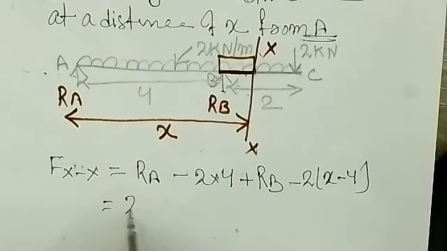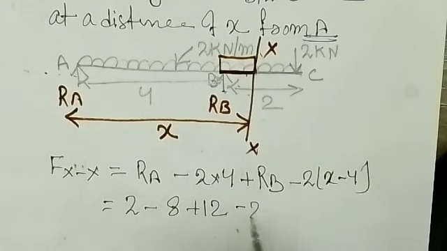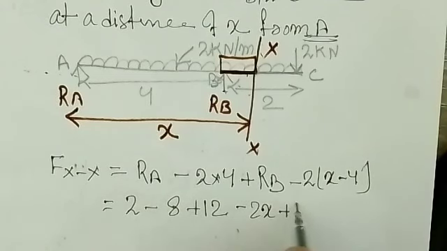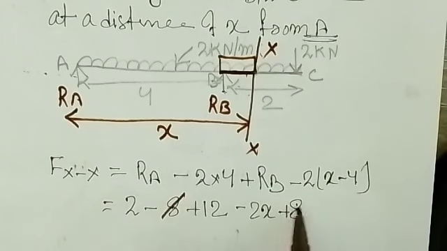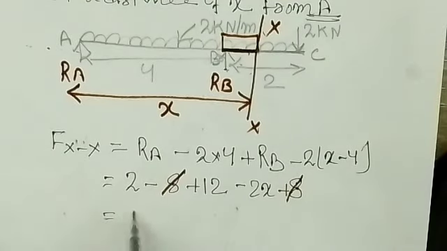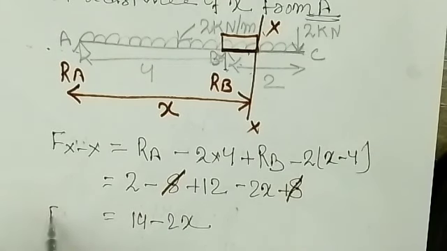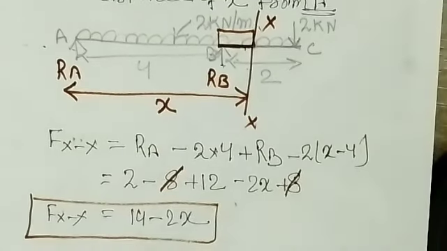RA you have 2, minus 8, plus RB is 12, minus 2x, plus 2 into 4, that is 8, right? So this minus 8 and plus 8 get cancelled. 2 plus 12 is 14. So this is what you got, that is 14 minus 2x, right? So this is the shear force at XX. Between B to C, this is the shear force equation you got for B to C.